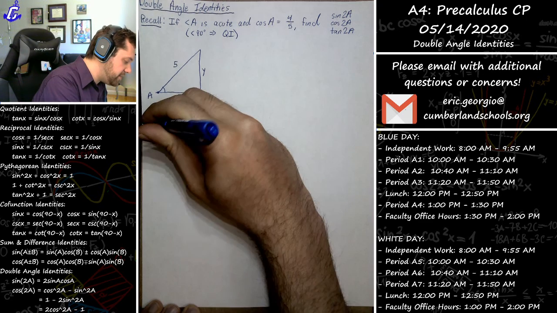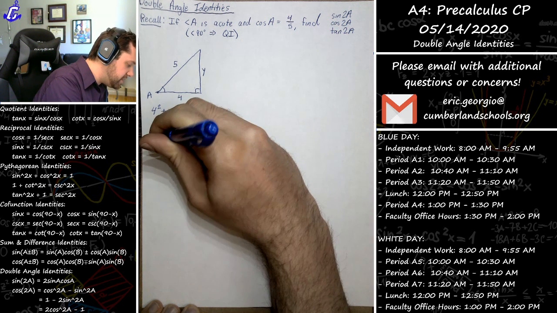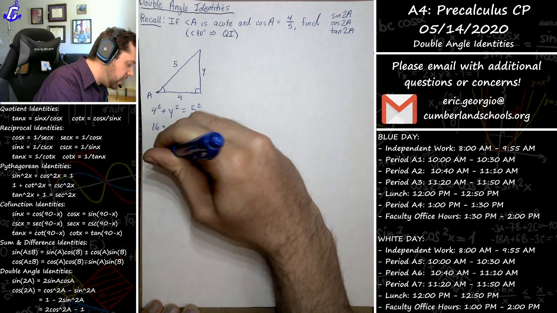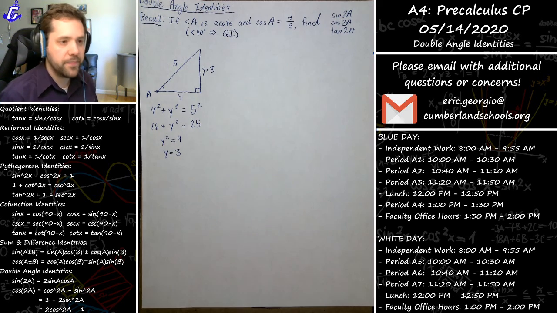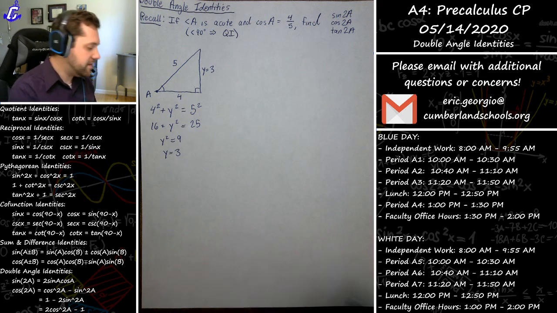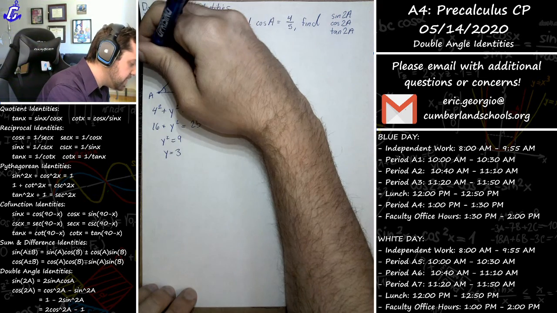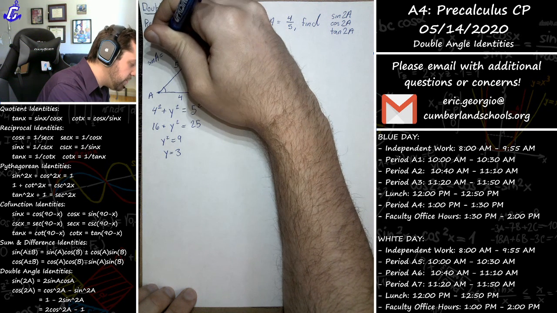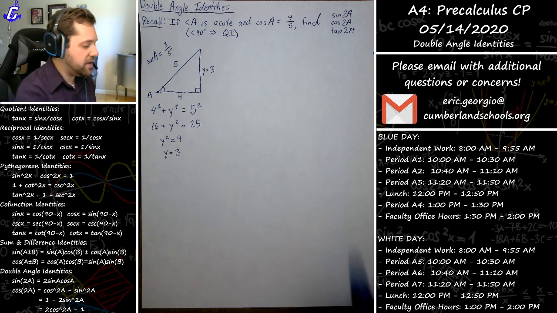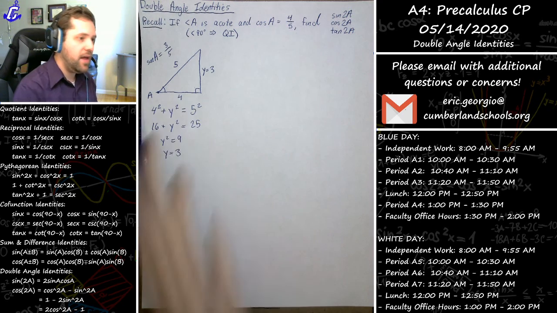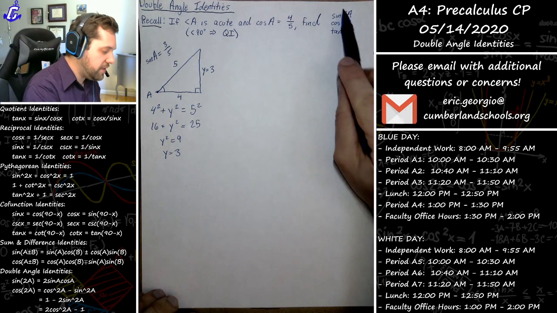A little quick algebra: 16 plus y squared is equal to 25. Subtract 16, y squared is equal to 9, which means y is equal to 3. So this distance right here is equal to 3. Now the sine of A, opposite over hypotenuse, is equal to 3/5. Now we have cosine of A and sine of A, all the information we need to find these things.